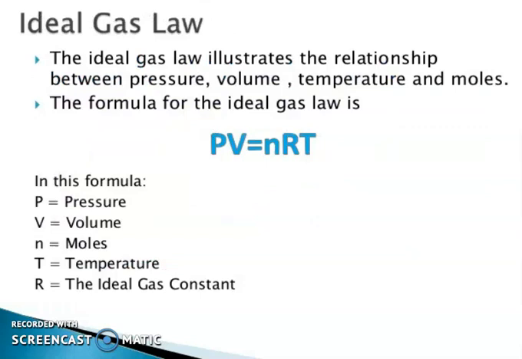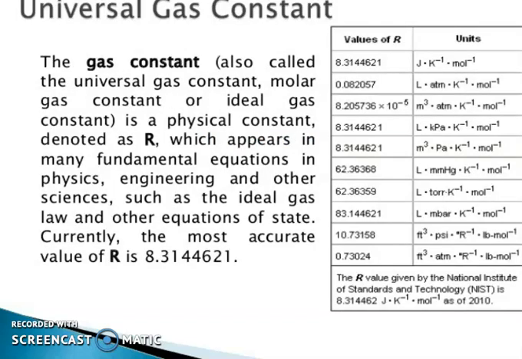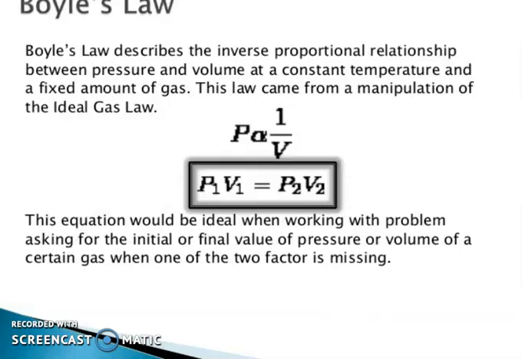Now the ideal gas law. The ideal gas law illustrates the relationship between pressure, volume, temperature and moles. The formula for the ideal gas is PV equals nRT. In this formula, P is pressure, V is volume, n is moles, T is temperature, and R is the gas constant. Now friends, the universal gas constant, you know it very well.